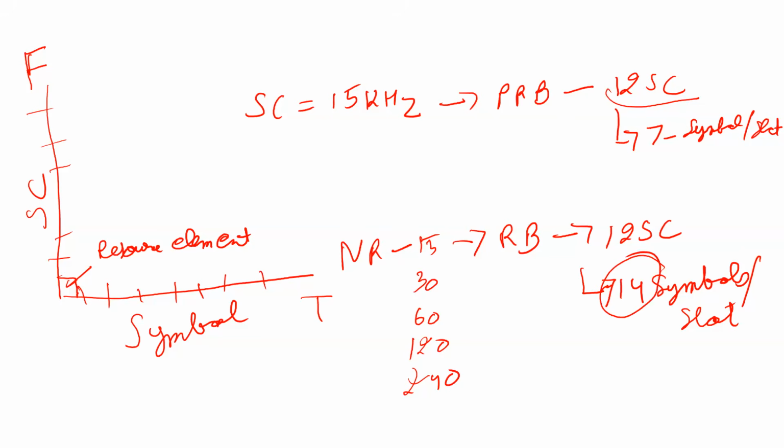So we are saying that those concepts are not changing. We still have resources aligned in the frequency and the time domain. And the resource element is the smallest unit that can carry the modulation symbol. So this concept is not changing. But what is changing is the flexibility that will come into picture. We may have subcarrier spacing of 30, we can have subcarrier spacing of 60, 120, 240, and so on.